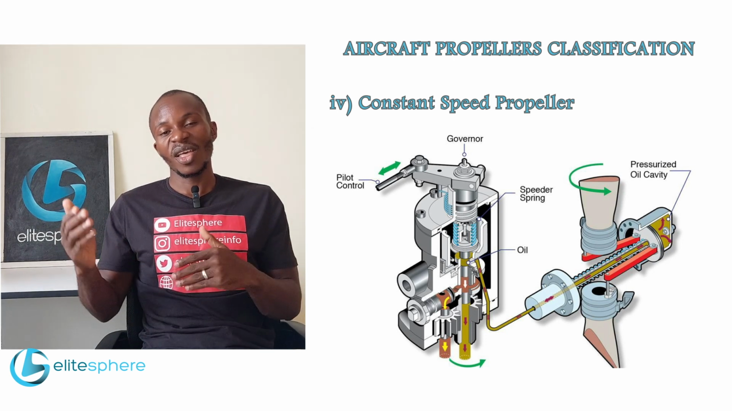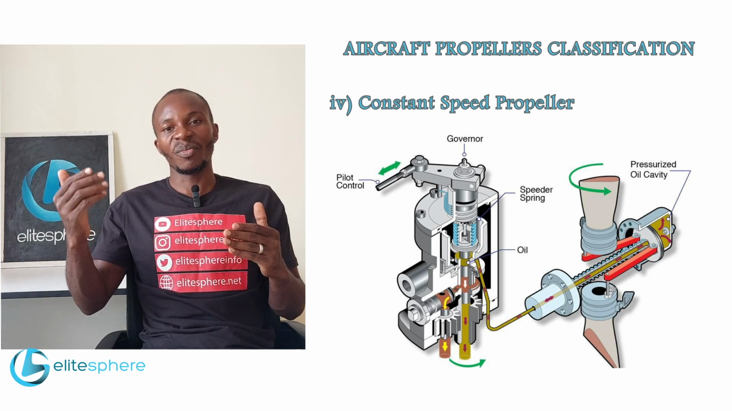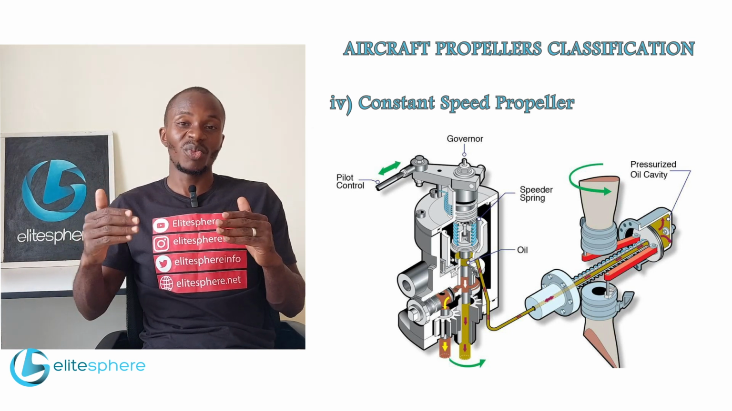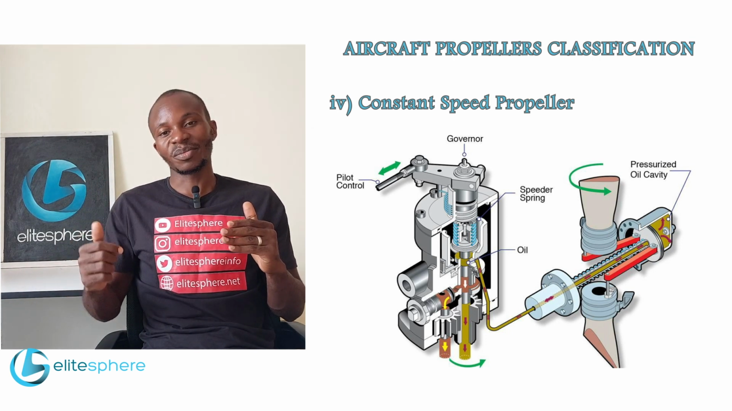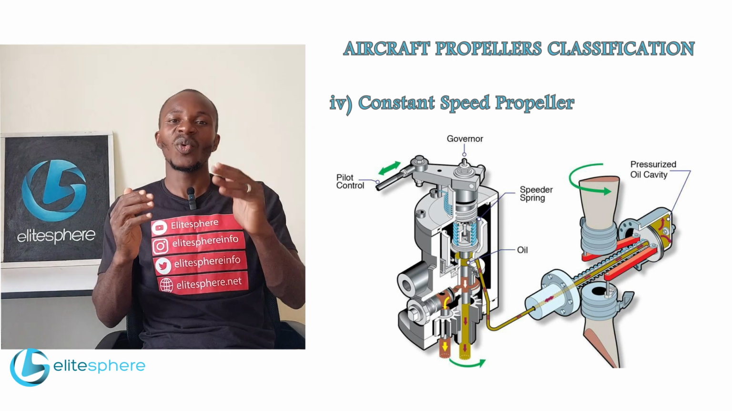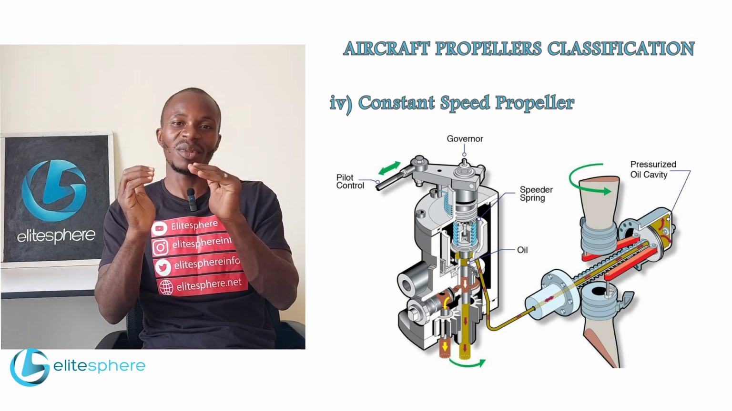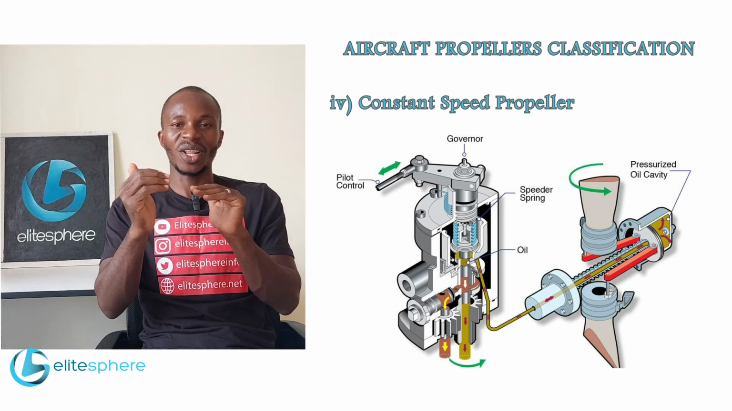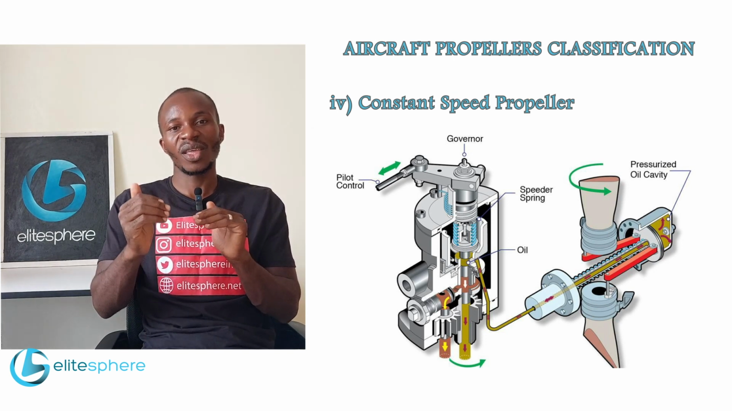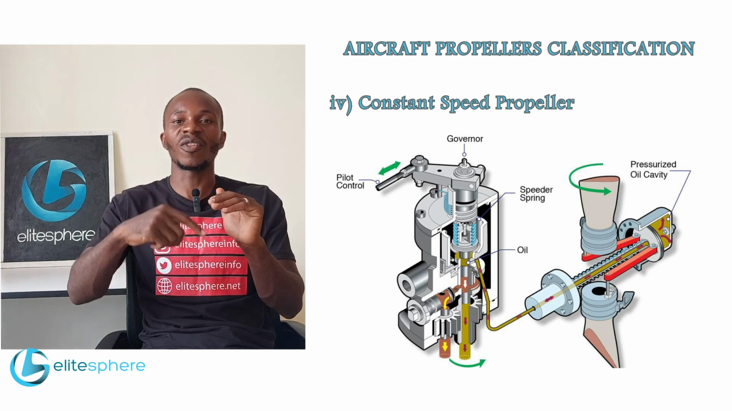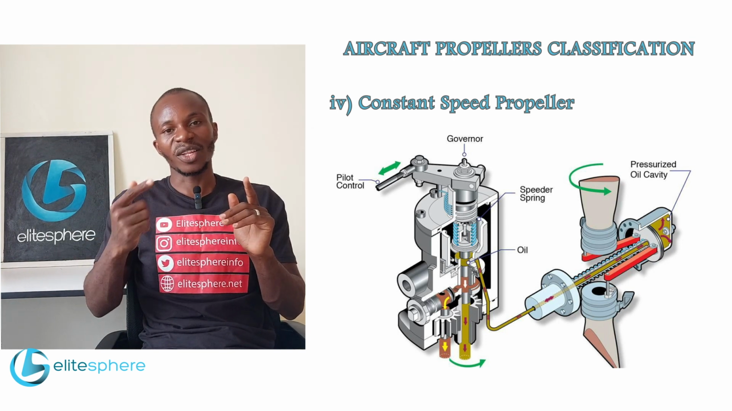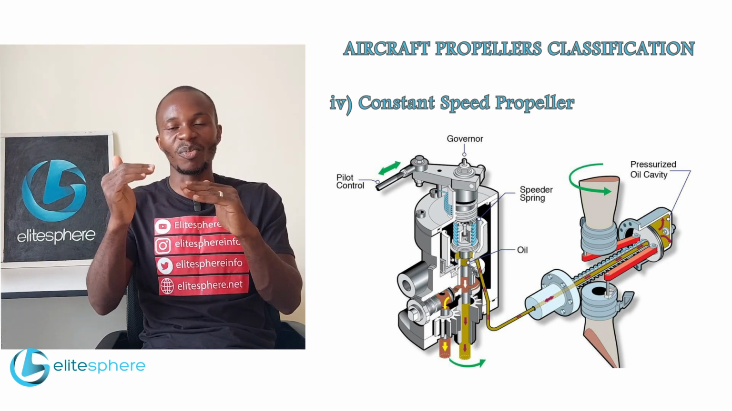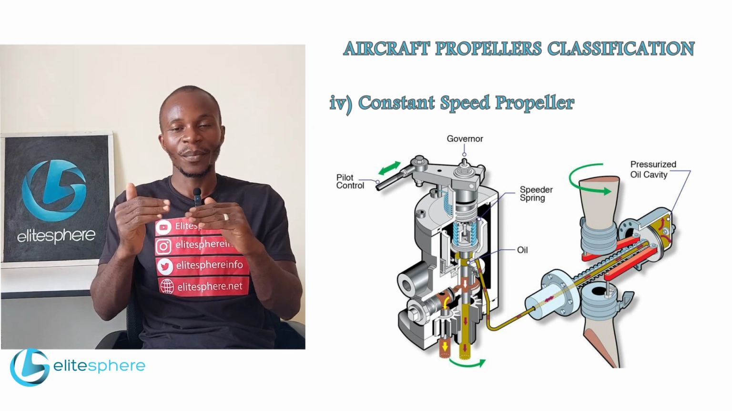And if for some reason the engine RPM or the propeller RPM decreases without any input or any command from the pilot, the governor will decrease the propeller blade angle or the blade pitch, and as a result, the load of the propeller on the engine will reduce, which will in turn cause the speed of the propeller to increase, bringing back the propeller RPM to the set target.